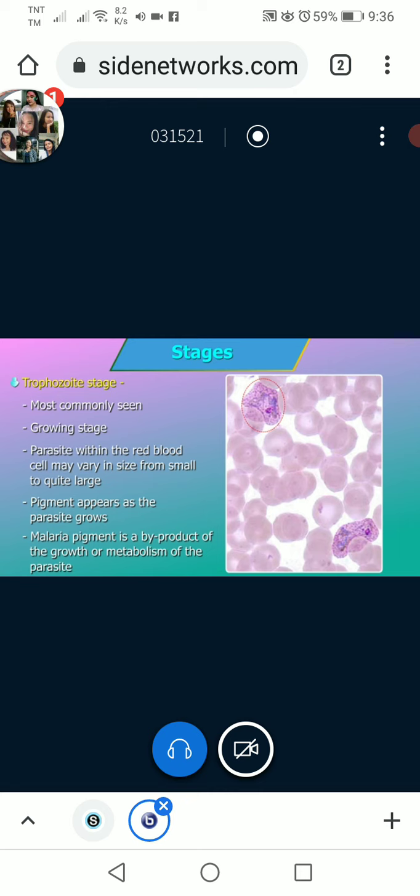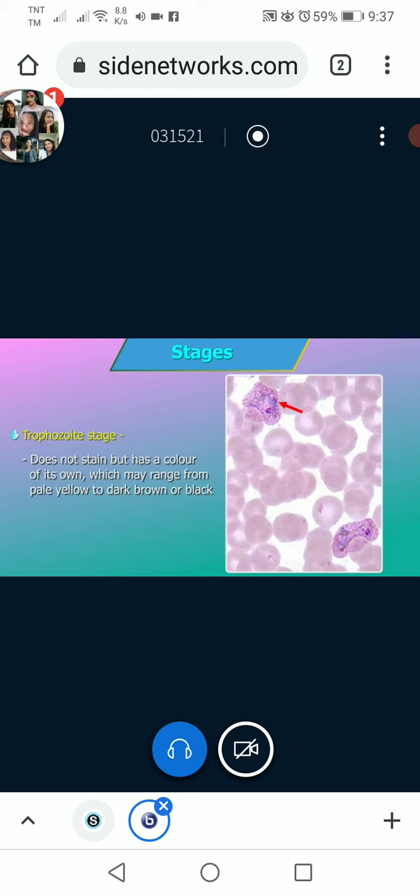The parasite within the red blood cell may vary in size, from small to quite large. Pigment appears as the parasite grows. The malaria pigment is a byproduct of the growth or metabolism of the parasite. It doesn't stain but has a color of its own, which may range from pale yellow to dark brown or black.